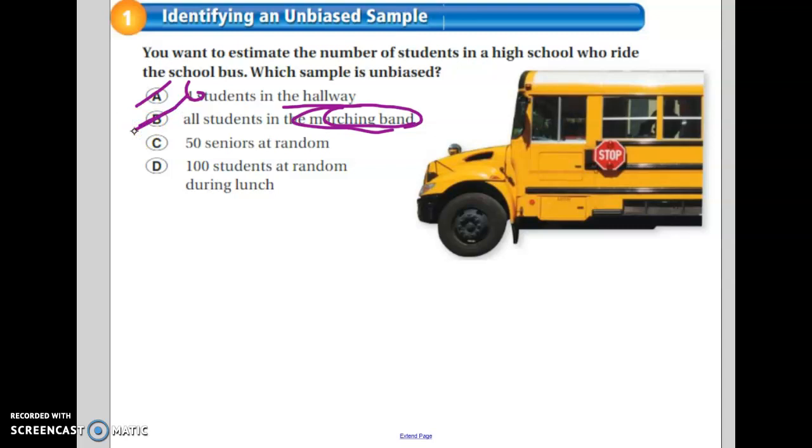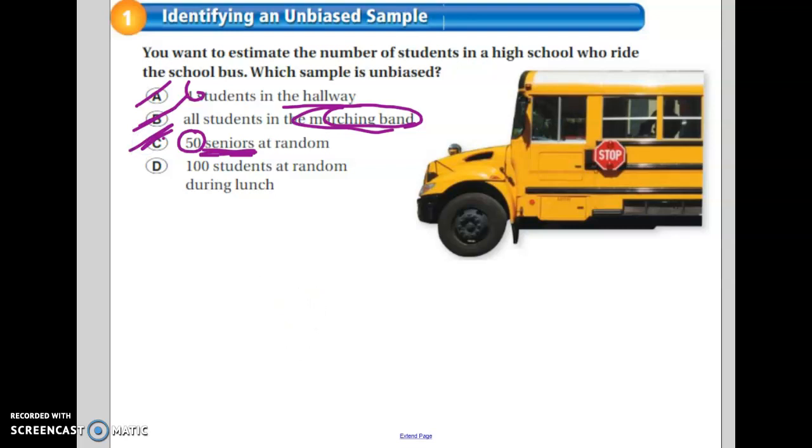So that one's out. Now if we were to ask 50 seniors at random, 50 is a big enough sample, so that would be okay. But the fact that we're asking all seniors, think about the types of answers they might give. Those are older students, they might be less likely to ride the bus, so that might give us a biased sample. You might get a lot more people in that case saying no, they don't ride the bus, so that one also could potentially have bias.